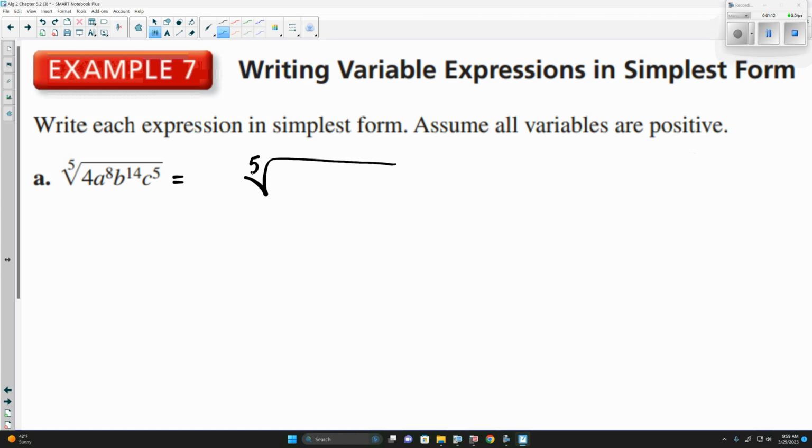Am I blind? Yeah, I think I am. Oh, it's because I did it on the wrong thing, because we've already done this one. Okay, we're looking back at it again.